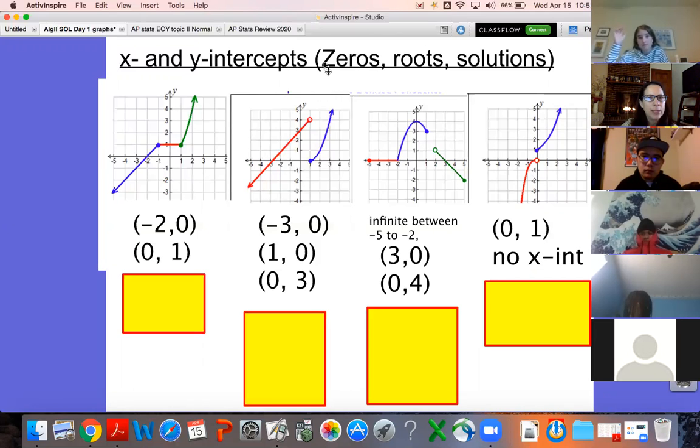Remember, your x-intercepts are called zeros, roots, and solutions. The y-intercepts are not, but the x-intercepts are called zeros, roots, and solutions. Just thought I'd throw that in.